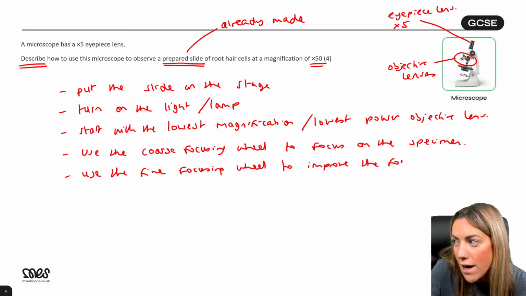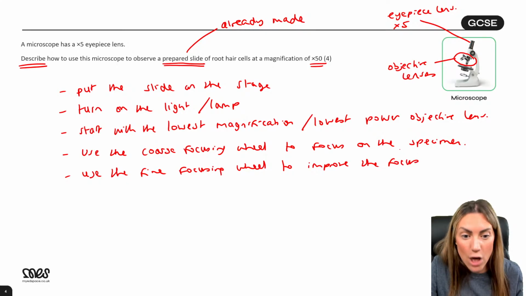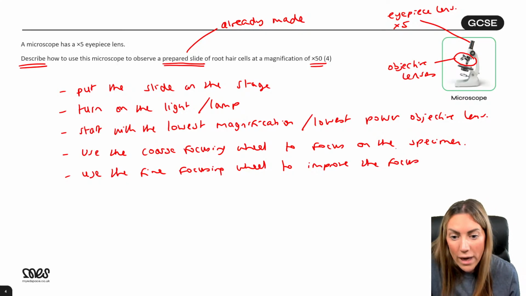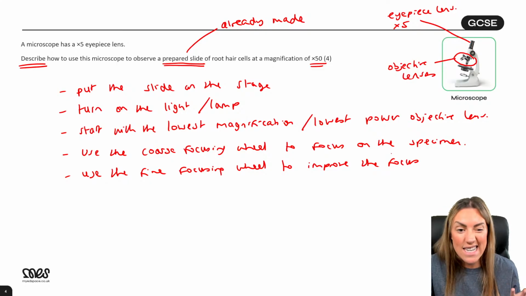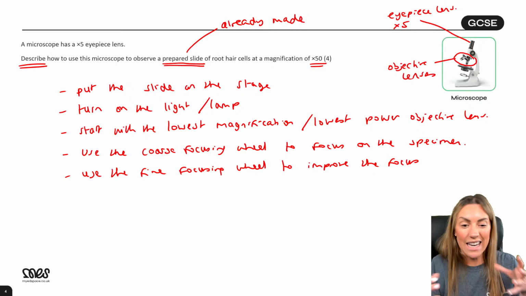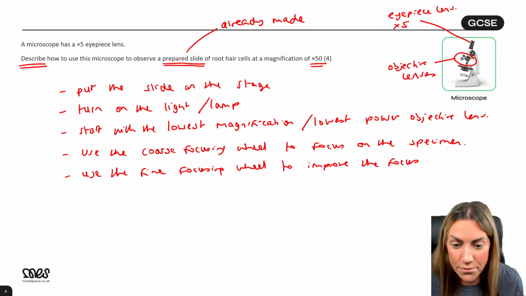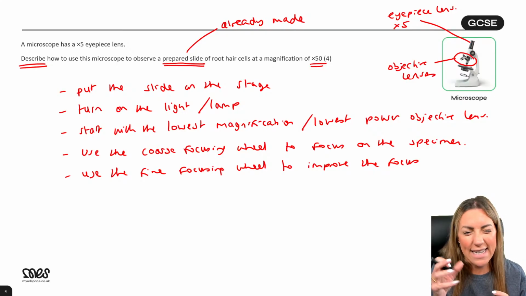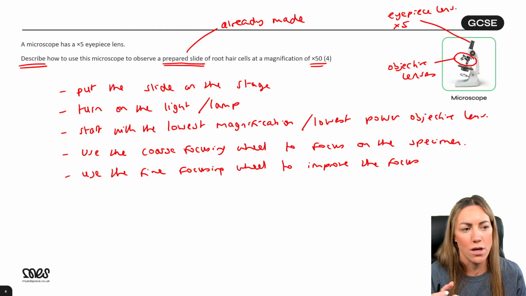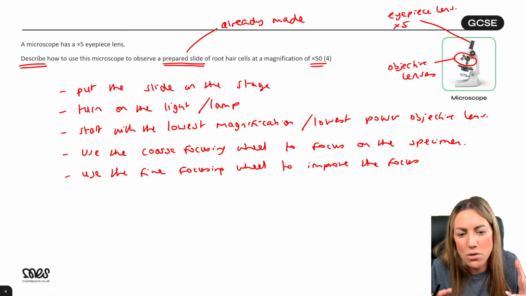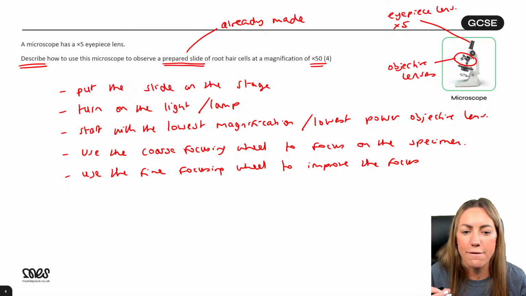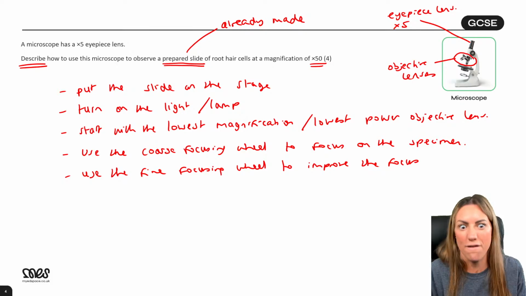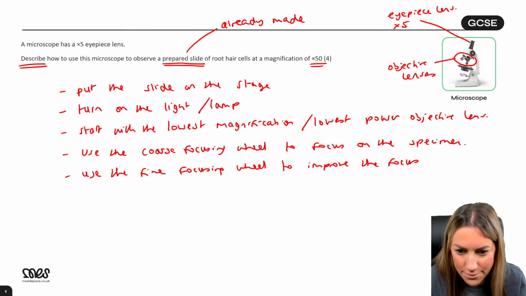Now I'm writing down lots of possible answers here. It's only 4 marks. Why do you use the lowest magnification? It's the easiest one to focus on, and it gives you the widest field of view. So you always start with the lowest magnification. You get it into rough focus using the coarse focusing wheel, and once you've got it in focus, then you use the fine focus wheel to get it in perfect focus, if that makes sense.